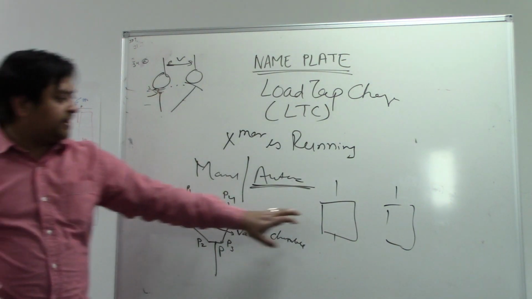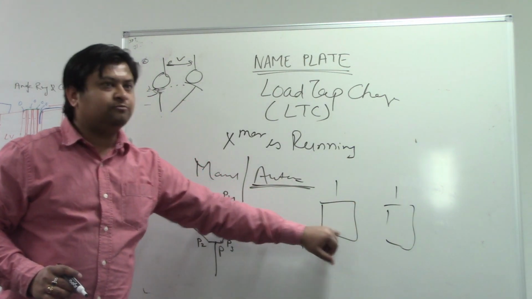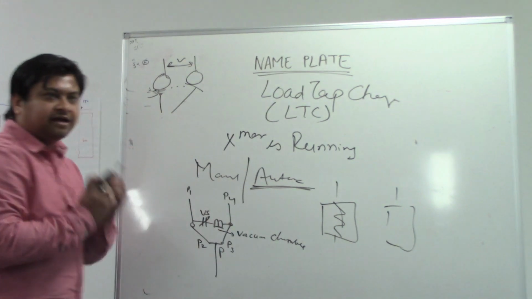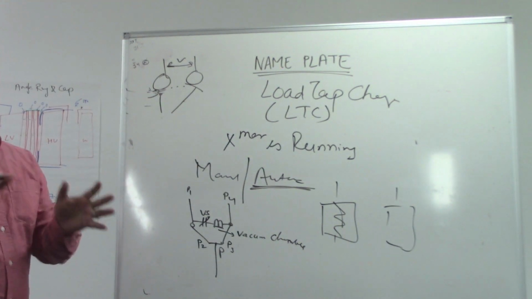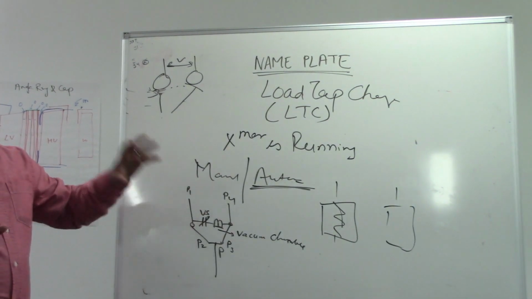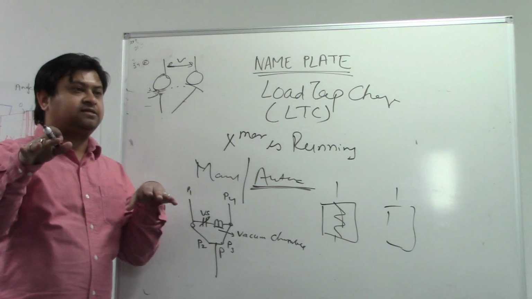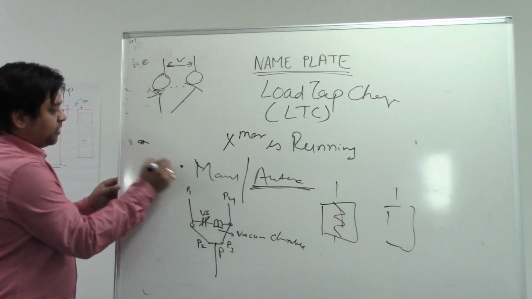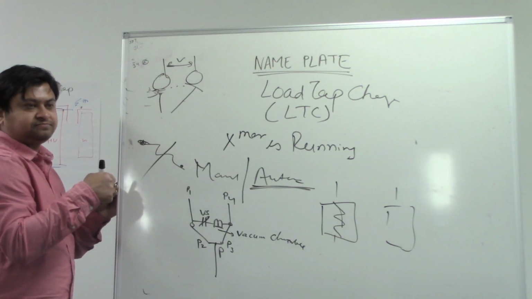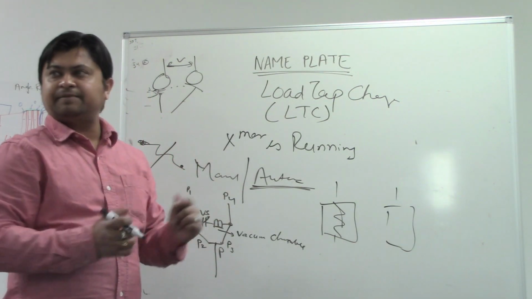But in the LTC, we have a vacuum chamber. There are a few LTCs where there is oil also, you know. So in the vacuum chamber, what happens when the arc generates? It gets inside the vacuum chamber and it quenches the arc. Arc disappears. So it doesn't damage the transformer. Okay. The vacuum chamber just sucks the arc away. When there is an arc happening from one point to another point, there is a clear path for this arc, right? So the vacuum breaks this path. And this happens in a fraction of a second, when you're changing it.